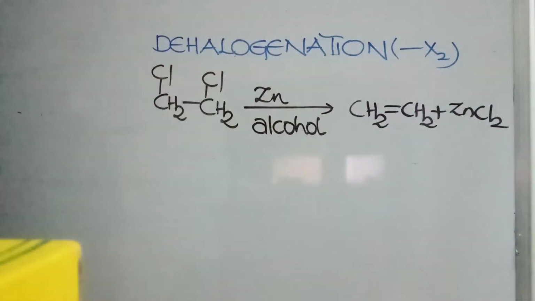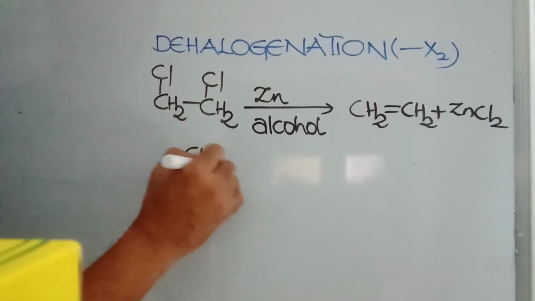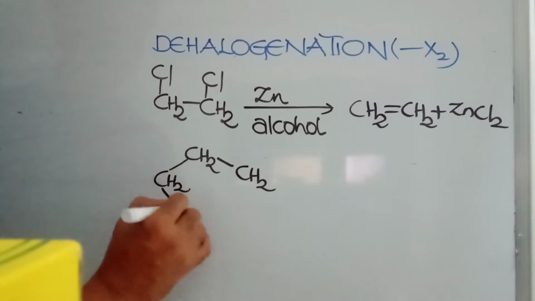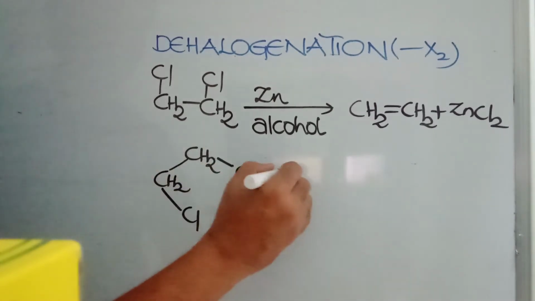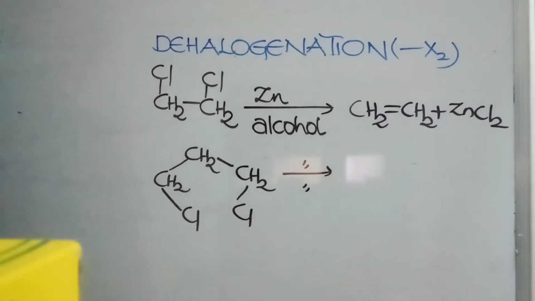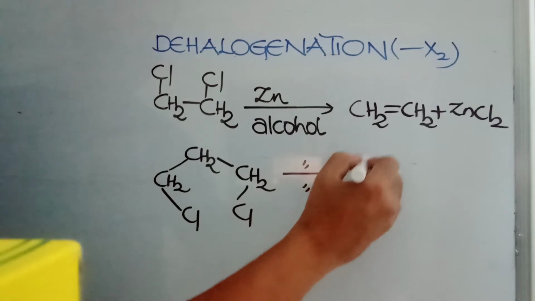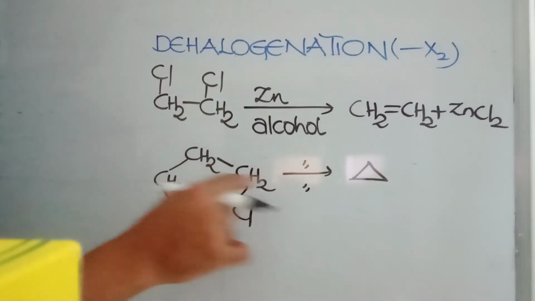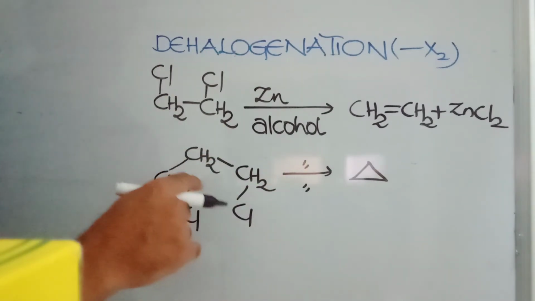A very simple reaction. But remember, this compound should be CH2, CH2, CH2. If the chlorine atoms are present here at a little distance, 1, 3, now by using similar zinc and alcohol, instead of getting alkene, you will be getting a cycloalkane. 1, 2, 3, a 3-carbon ring is formed. If it is 1, 4, a 4-member ring is formed.